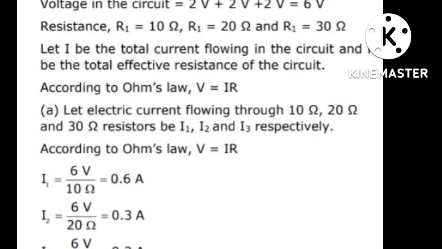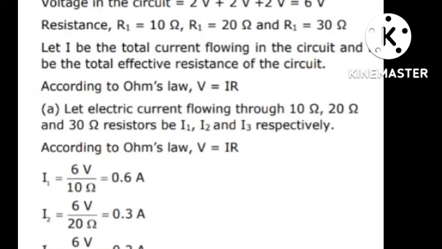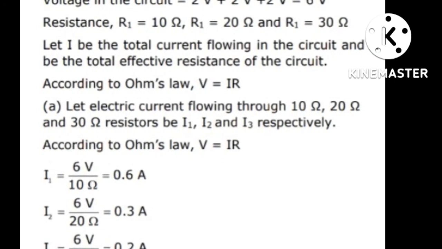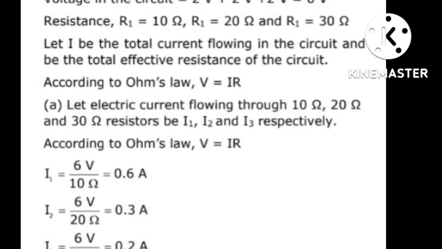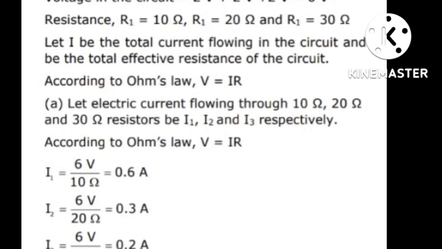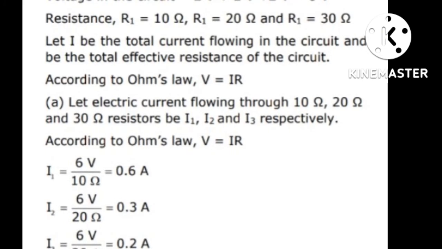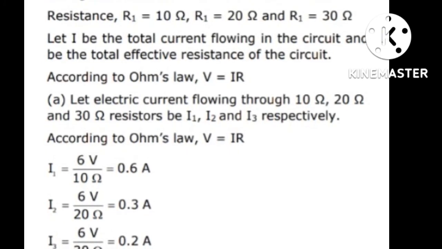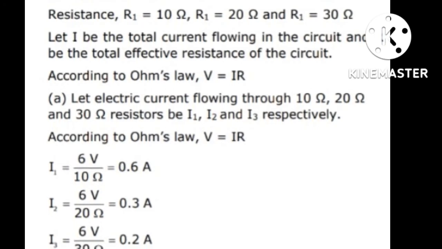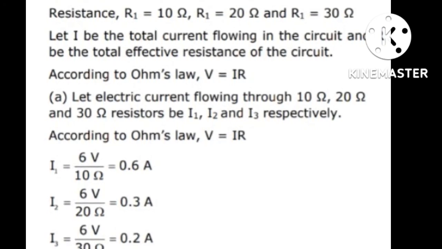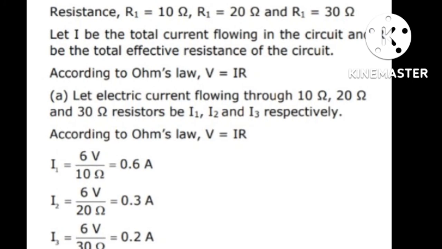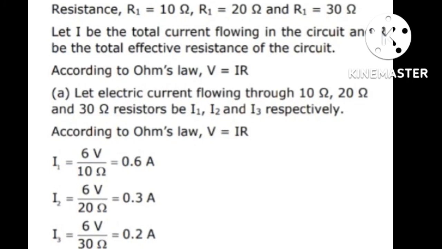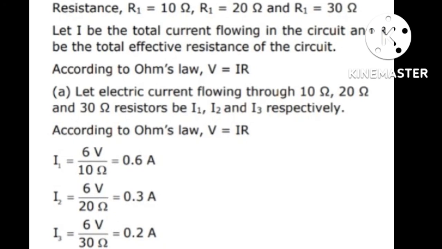Now we can answer the first question. In the first question we have to calculate the current through each resistor. So we have I is equal to V by R. Now we can substitute the values of V and R. Then I1 will be equal to 6 volt divided by 10 ohm, that is 0.6 ampere. Then I2 will be equal to 6 volt divided by 20 ohm, that is 0.3 ampere. And I3 is equal to 6 volt divided by 30 ohm, that is equal to 0.2 ampere.